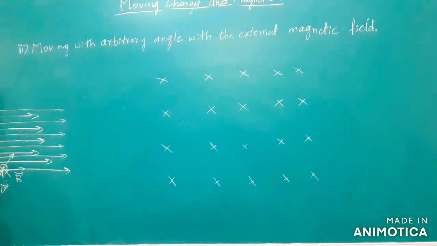If the field was not there, the charge would have gone like this, along its initial velocity. Since the magnetic force pushes it continuously in the direction perpendicular to it, the path changes from this to this. V is this, so this was the expected path, but the field continuously pushes it into the board.